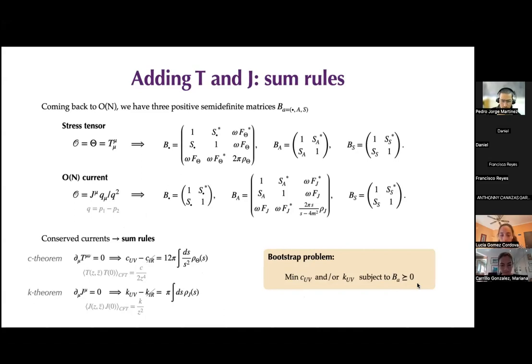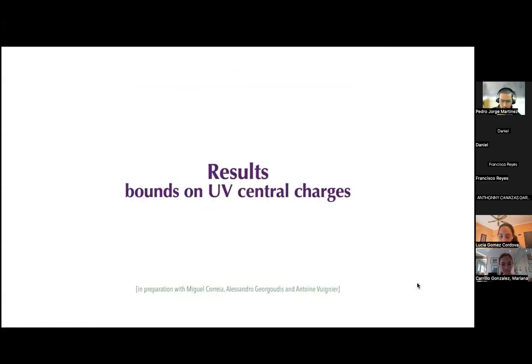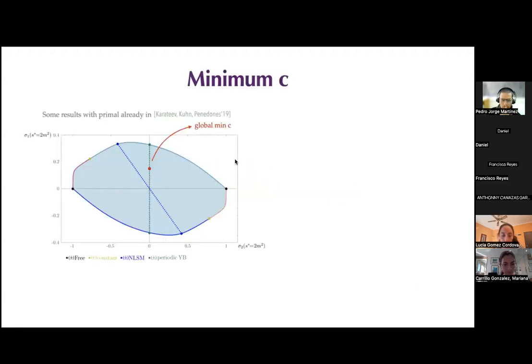So we do this numerically. It's actually kind of hard to do, but I will show some plots and results. So this is work in preparation with Miguel Correia, Alessandro Georgoudis, and Vuignier. And let me show you some pictures.